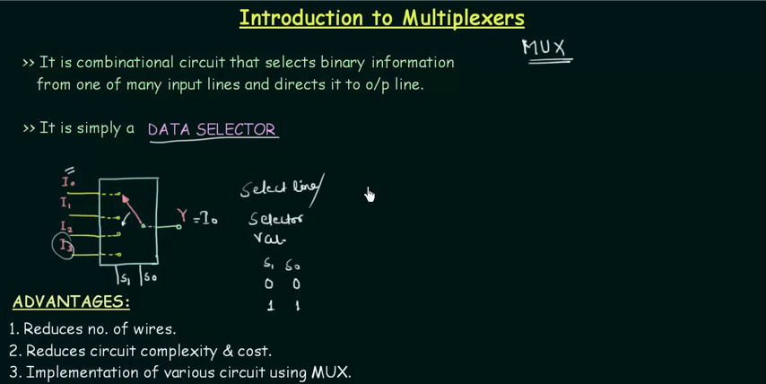The next thing that we have to see is the representation of the multiplexer. It is represented by this rectangular box in which the number of inputs are mentioned. Let's say this is I0, this is I1, two inputs are there. And remember, in a multiplexer the number of outputs is always one. Whatever the number of inputs, the number of outputs will always be one. This multiplexer with two inputs and one output, we call 2:1 MUX.